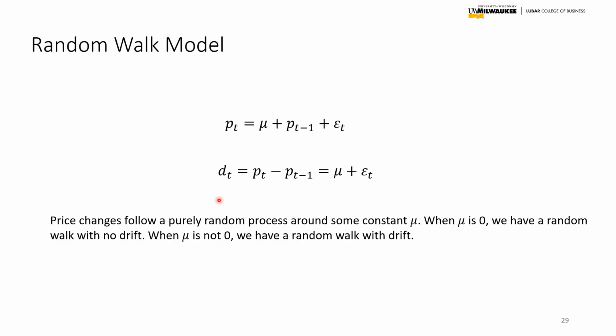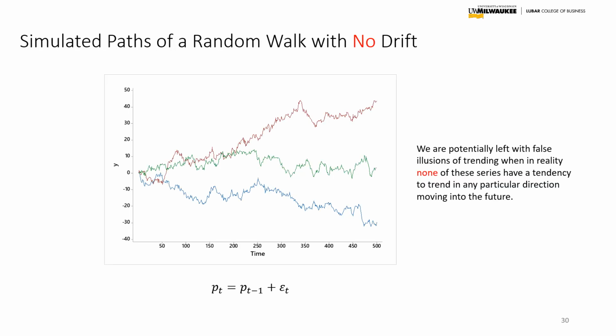Now what do we have here? We're saying that the change in prices is equal to mean plus random error, which means that the changes are following a purely random process with some mean mu. When mu equals 0, we have what's called a random walk with no drift. When mu is not equal to 0, we have a random walk with drift.